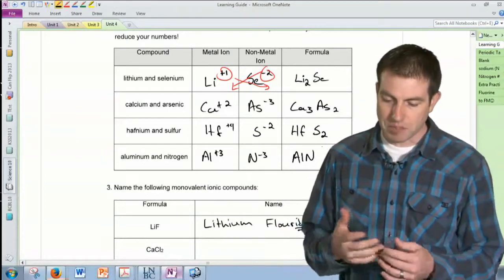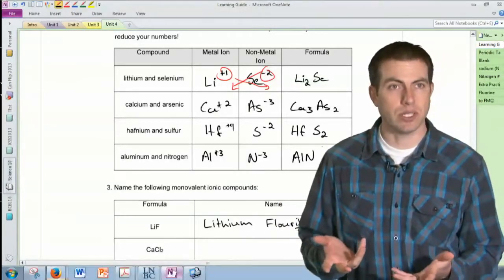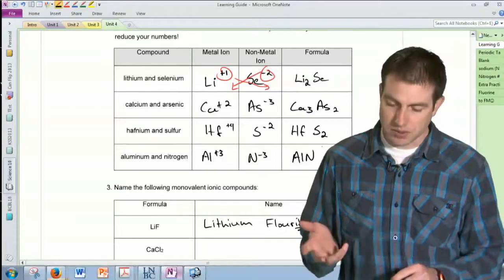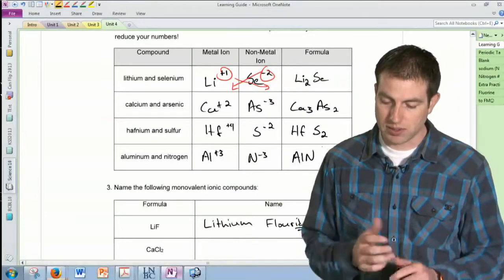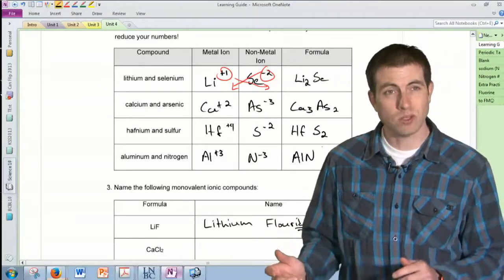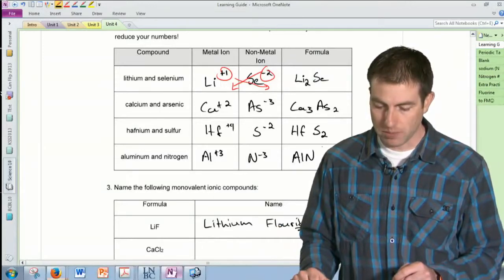So Li2Se is the first one. We did that one. Calcium and arsenic. Calcium plus 2, arsenic minus 3, Ca3As2. So you have that one.